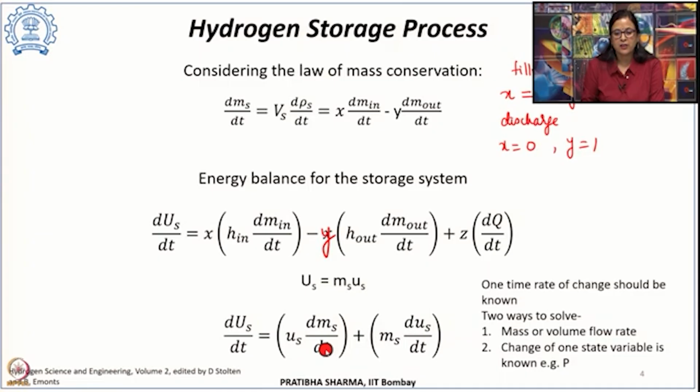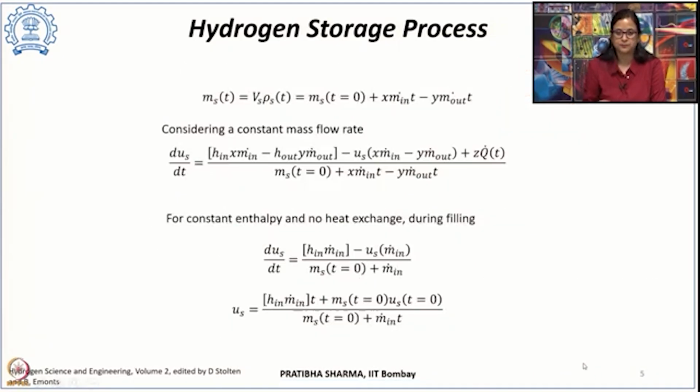So either we need to know the mass flow rate or the volume flow rate, that is the mass or volume flow rate of the gas entering and leaving the storage system, and depending upon what time rate of change we know, that could be the controlling equation in that case. The second option to solve this is we need to know the change of one state variable. For example, when it is expansion or compression, how the pressure increases, or what is the inlet pressure and the outlet pressure. So the change in one of the state variables needs to be known in order to solve this.